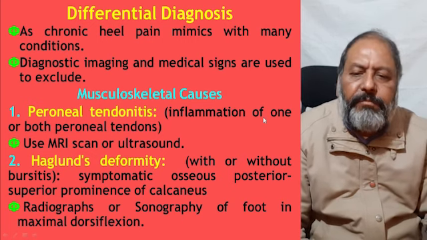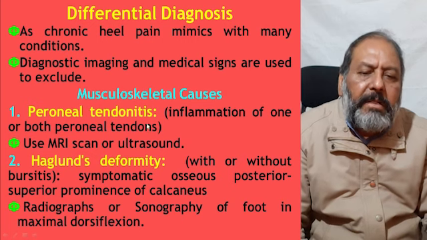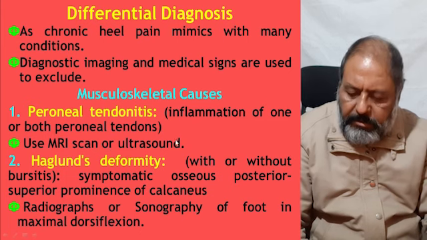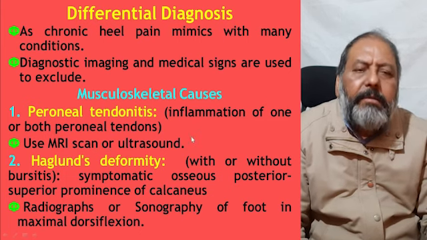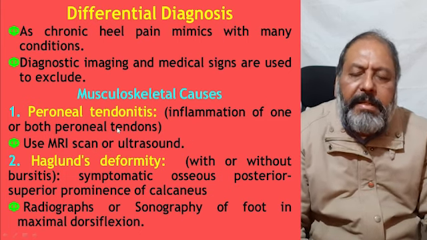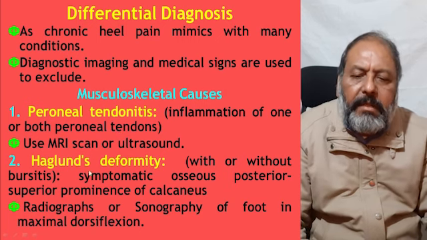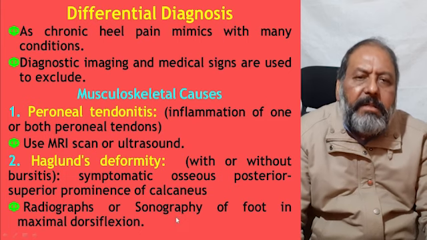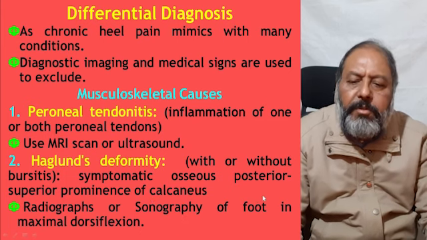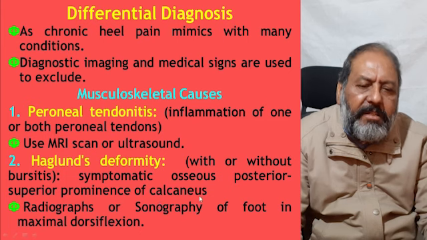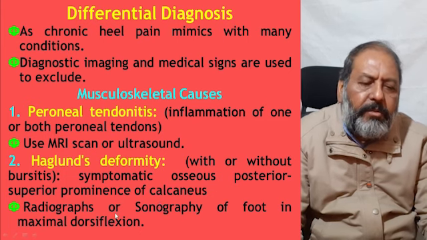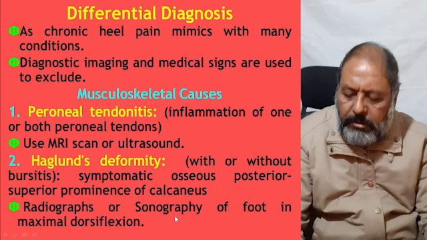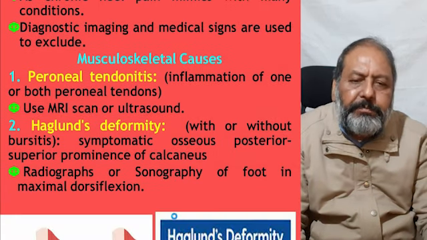It is the inflammation of one or both peroneal tendons, and an MRI scan or ultrasound is used to rule out the calcaneus heel spur. The next differential diagnosis is Haglund's deformity, with or without bursitis, a symptomatic osseous posterior superior prominence of the calcaneus bone. Radiograph or sonography of the foot in maximum dorsiflexion can exclude the calcaneus spur.